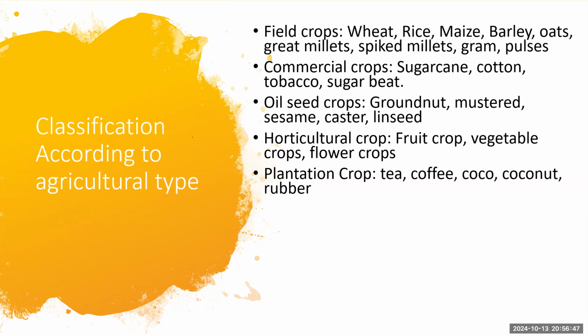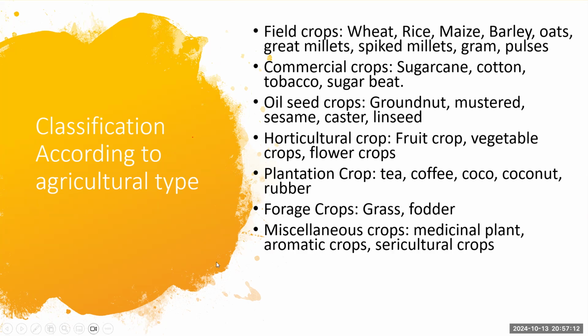Horticultural crops are fruit crops, vegetable crops, and flower crops. Next classification is plantation crops, for which plantation is done. So tea, coffee, cocoa, coconut, and rubber are called plantation crops. Forage crops are the crops which are needed for feeding the animals, and examples are grass and fodder.